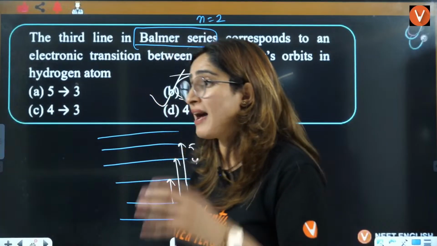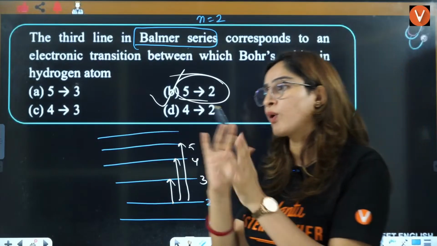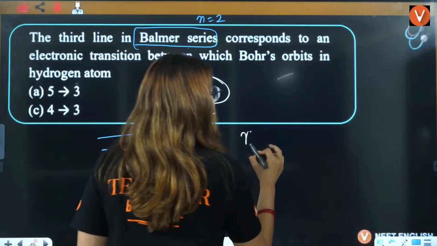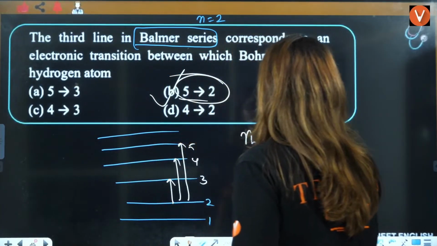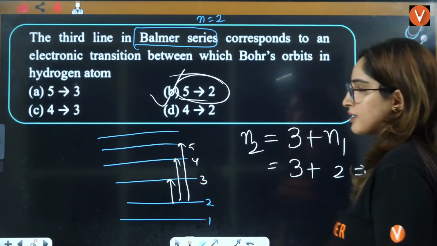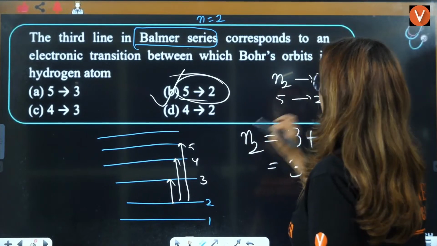For this, imagination is needed. You should know about the lines. What is the first line? What is the second line? What is the third line? And I told you already that the third line will be 3 plus n1. That is nothing but 3 plus n1, which is 2. So the answer will be 5. So this is from n2 to n1, so it will be from 5 to 2.